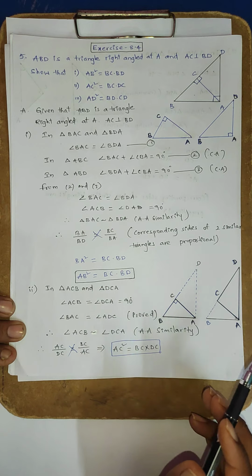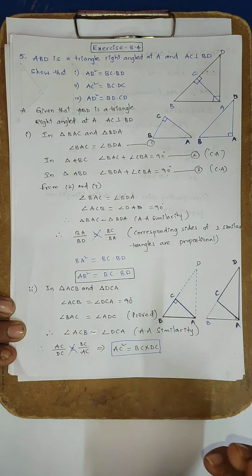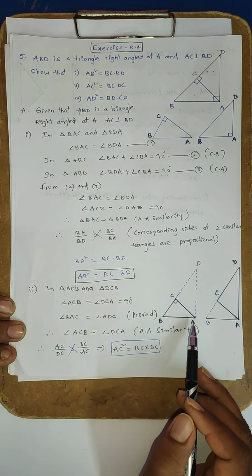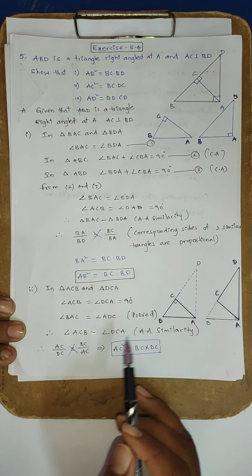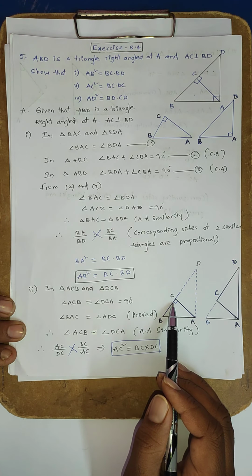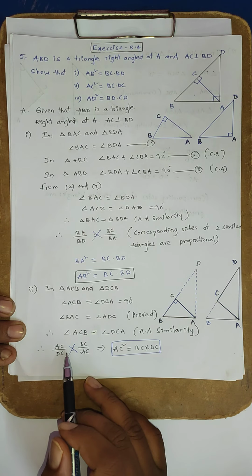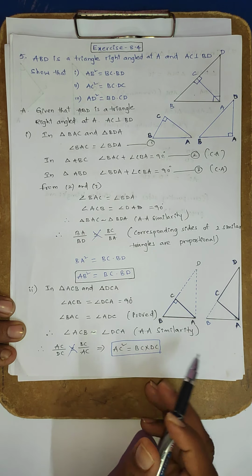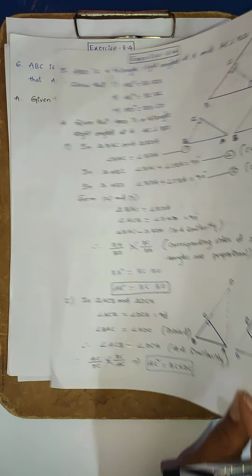Then their corresponding sides are in the same ratio, in proportion. So AC by DC is equal to BC by AC. Then cross multiplication: AC square is equal to BC into DC. The second one also we proved.